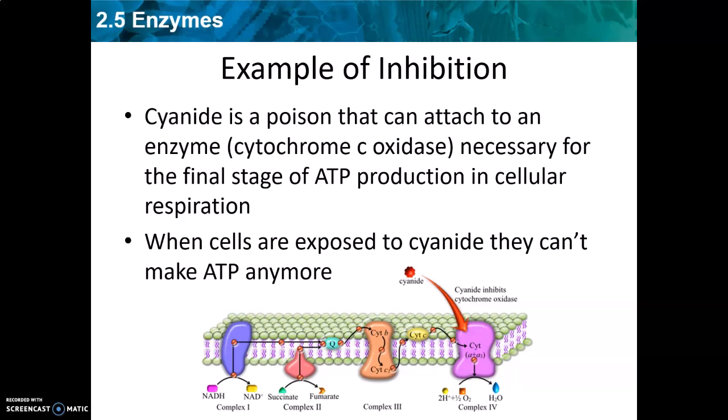So when cyanide, which you can see here is this red dot, interacts with this enzyme, the purple thing is the enzyme, it actually binds to that enzyme and prevents the enzyme from doing its job. If the enzyme can't do its job, your cells can't make ATP, and without ATP, we would die. And so that's why cyanide is a very effective poison, because it's actually an inhibitor of a super important enzyme in the making of ATP.